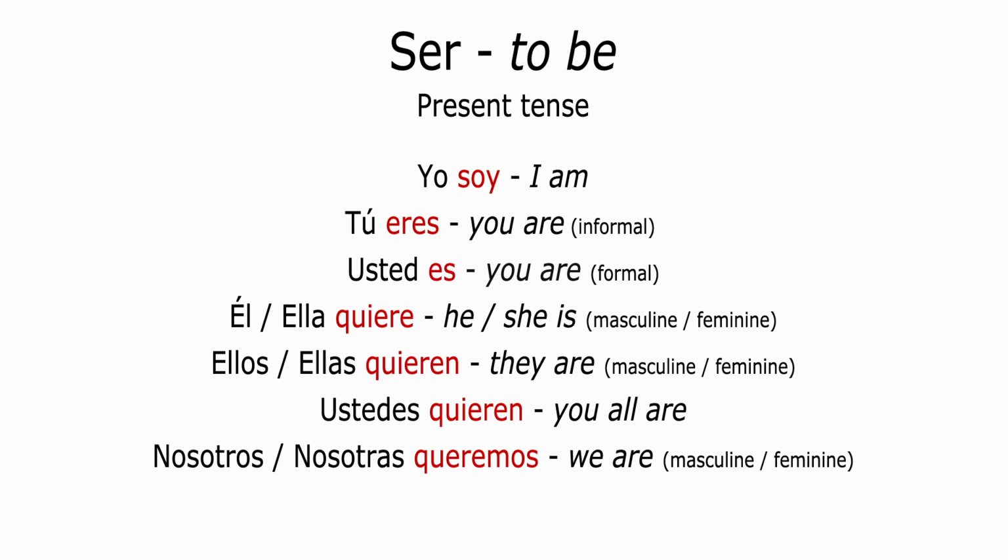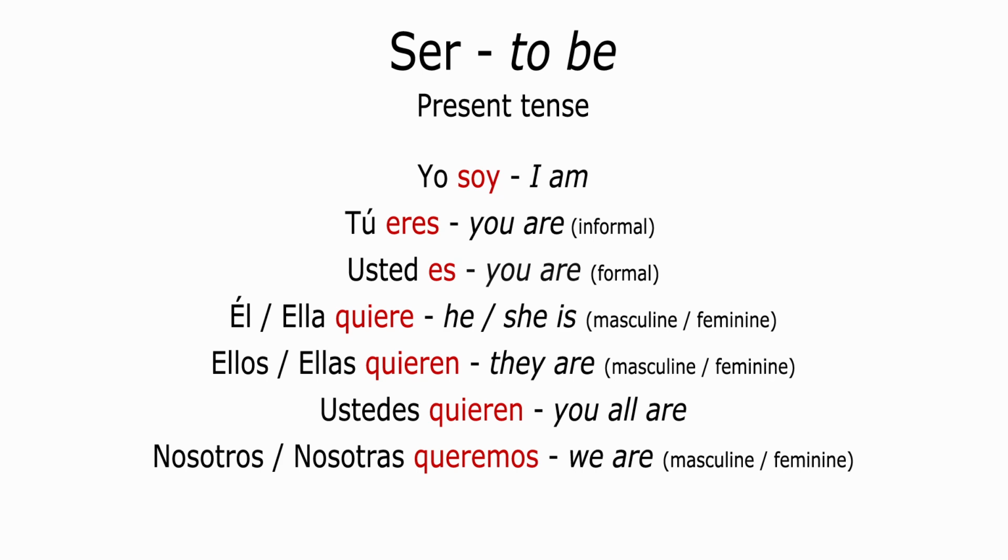As you can see, the verb ser, which means to be, changes depending on who you're talking about. When talking about yourself, it becomes soy, I am. When speaking to someone informally, it becomes eres, you are. When talking about someone else, whether it's a man or a woman, it becomes es. He is, she is, you are, formal.